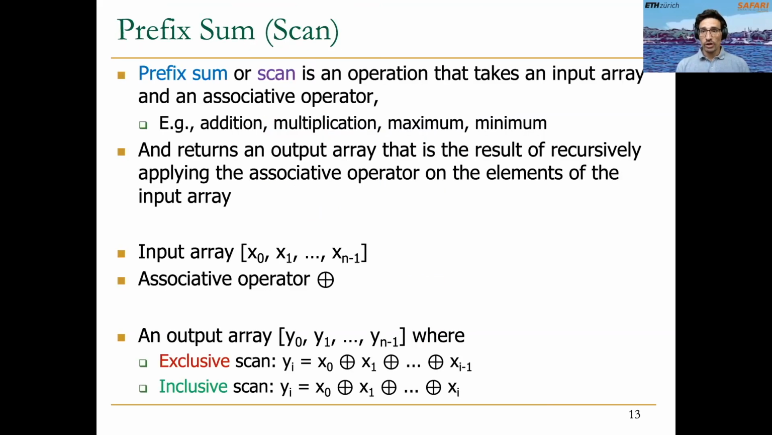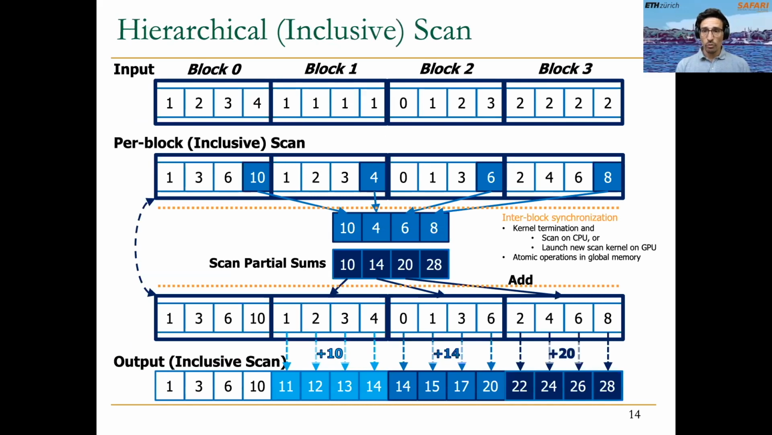More recently, we talked about another key primitive, prefix sum, an operation that takes an input array and an associative operator and returns an output array that is the result of recursively applying the associative operator on the elements of the input array. Remember as well that we discussed different ways of implementing a scan and optimizing it. All these versions were hierarchical, meaning that we operate in different steps and at different levels of the software hierarchy. For example, in this slide, you can see a scan-then-add version, where we first perform a per-block scan. Then we do a scan of partial sums, and finally we add the partial sums to the corresponding chunks previously scanned by each of the blocks.